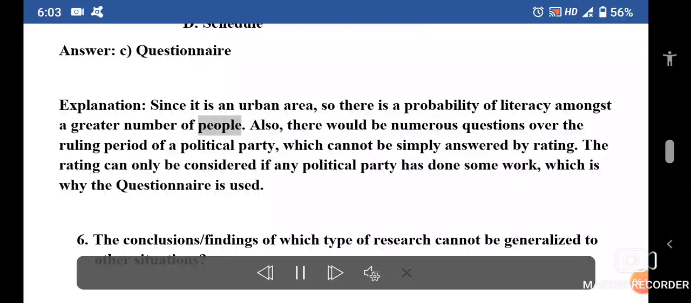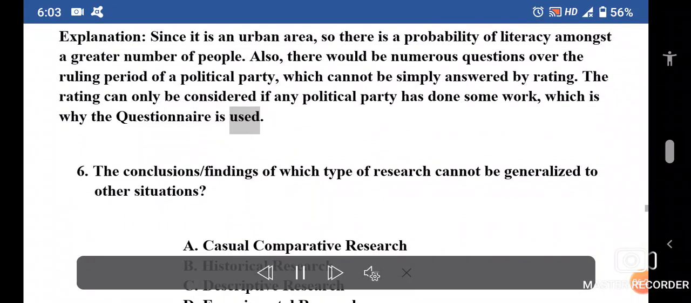number of people. Also, there would be numerous questions over the ruling period of a political party, which cannot be simply answered by rating. The rating can only be considered if any political party has done some work, which is why the questionnaire is used.